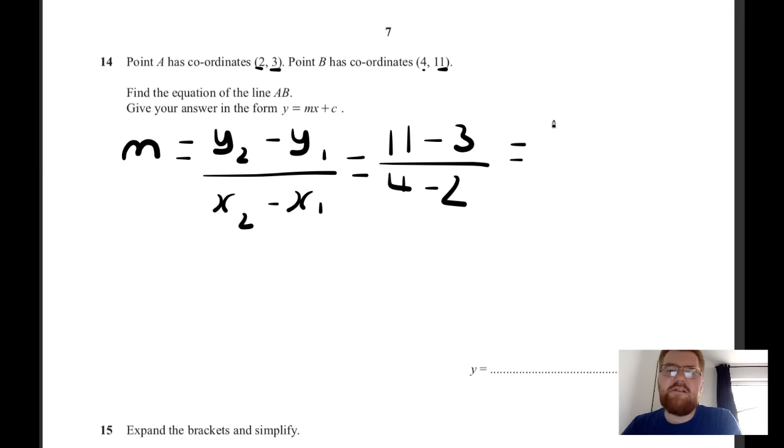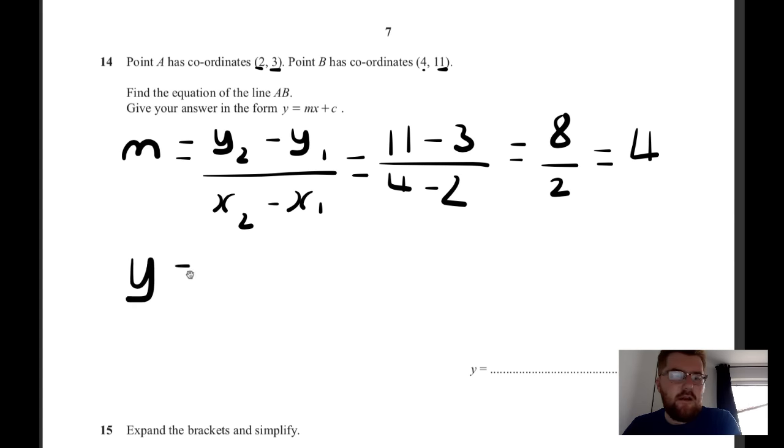And we just do this calculation. So we get 11 minus 3, that's 8. 4 minus 2 is 2. 8 divided by 2 is 4. So the gradient of the line that we want is 4. The basic form of our line can be written now as y equals 4x, where the 4 comes from the gradient we just worked out, plus c. So we still don't know the y-intercept.